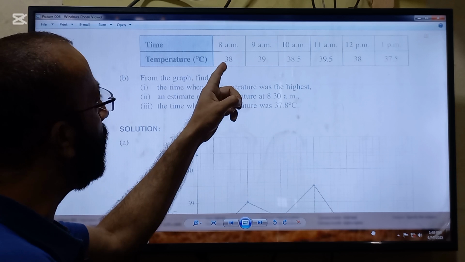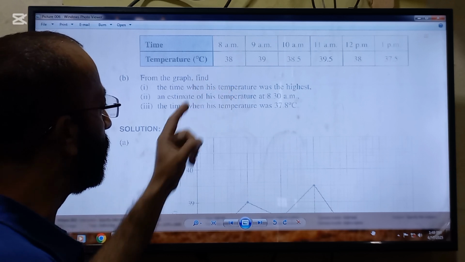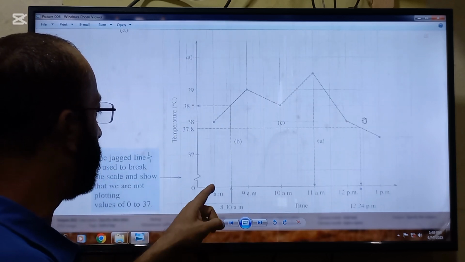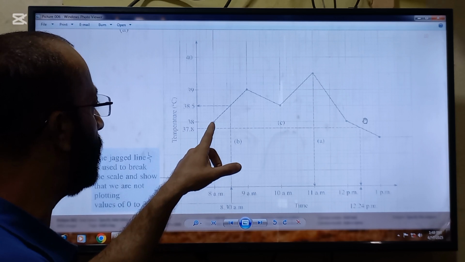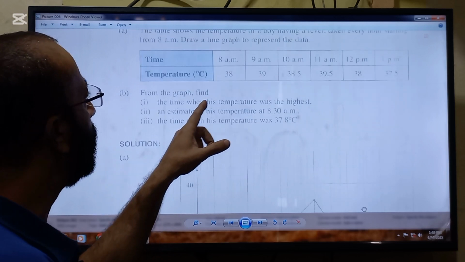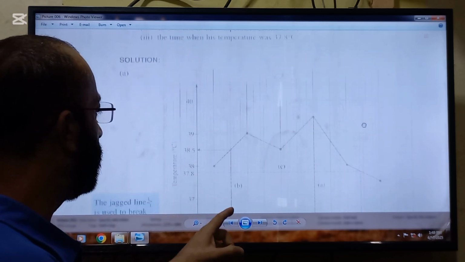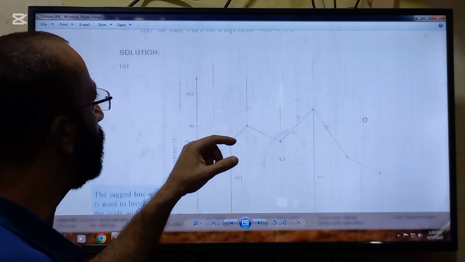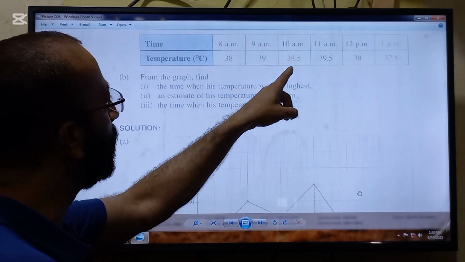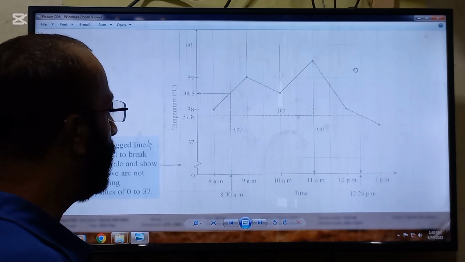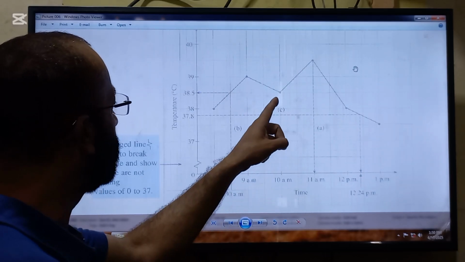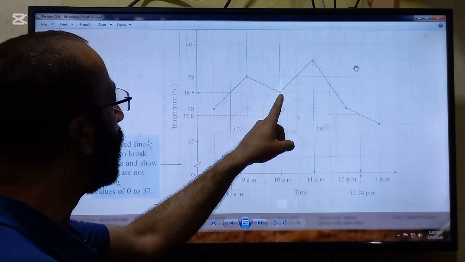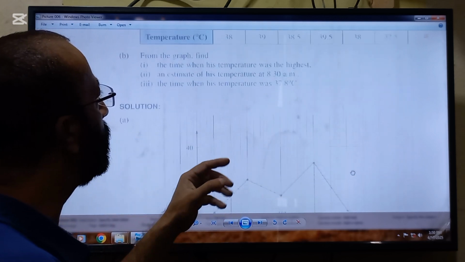At 8 a.m., 38. So 8 and 38 will be plotted first. Here is 8 and here is 38. First point is plotted. Then 9 and 39. Here is 9 and here is 39. This point is plotted. Then 10, 38.5. Here is 10 and here is 38.5. So this point is plotted.